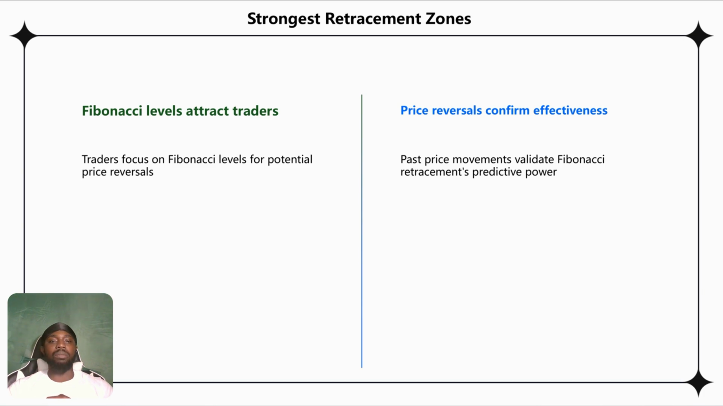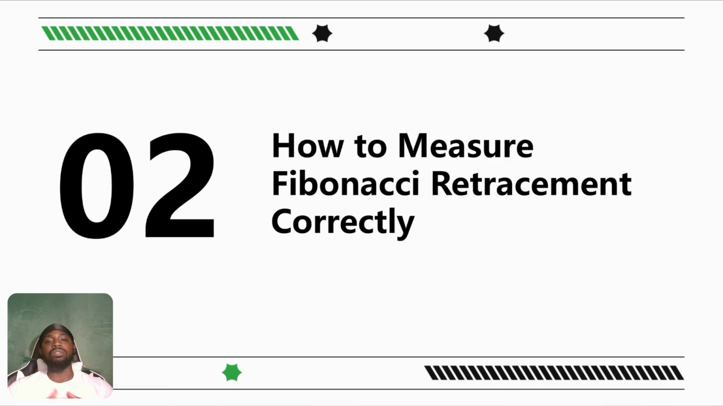The strongest retracement zones. So Fibonacci levels attract traders. Traders focus on Fibonacci levels for potential price reversals. Price reversals confirm effectiveness. Past price movements validate Fibonacci retracements and predictive power. So it always allows you to predict somewhat of where price may retrace to, so you can get a better entry, which gives you a better stop loss, which gives you ultimately a better take profit and risk to reward ratio.